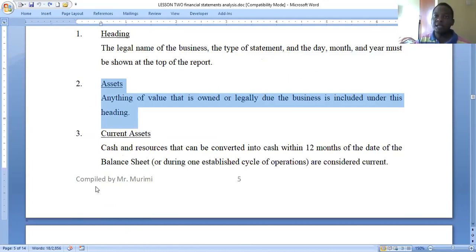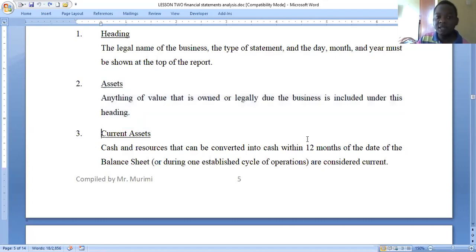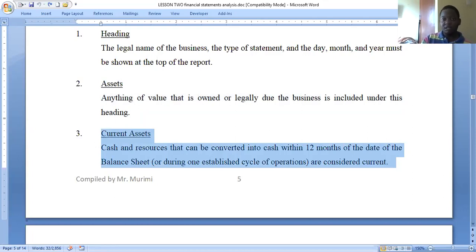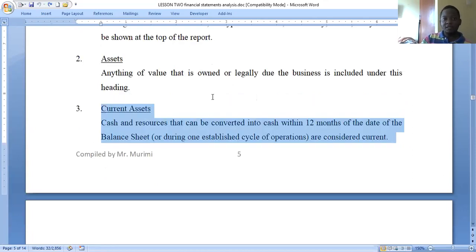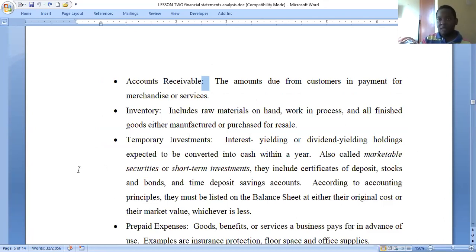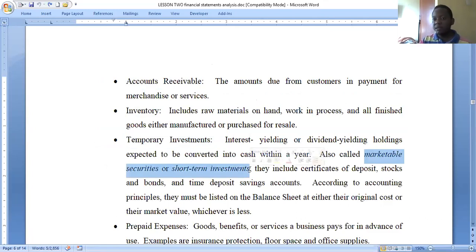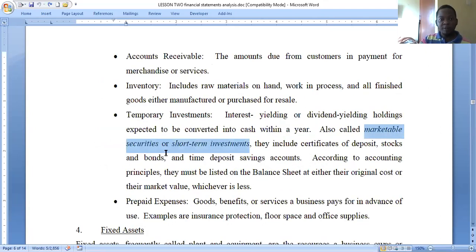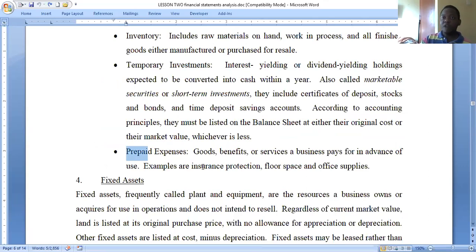Assets are mainly classified into two. We have current assets, those which can be converted into cash within a year from the date of the balance sheet. Examples of current assets are accounts receivables, also known as debtors. We have stock or inventory. We have temporary investments, for example, investment in marketable securities like treasury bills issued by the government. And then we also have prepaid expenses as examples of current assets.